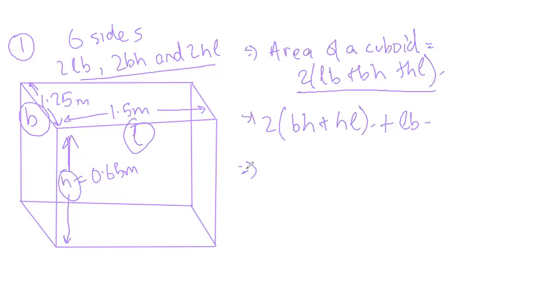All we have to do is substitute the values. So B will be 1.25 into H. Always remember, when it is BH, it basically means B into H. H is 0.65 meters, and 2 into (BH plus HL) can also be written as 2 into BH plus 2 into HL.